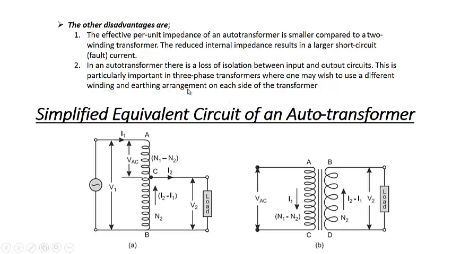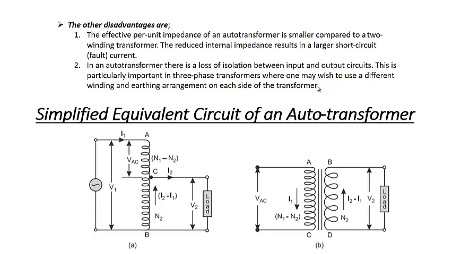This is particularly important in three-phase transformers where one may wish to use a different winding and earthing arrangement on each side of the transformer, because this is not the case when we use an autotransformer, because they are directly linked. But in case of isolation, we may use different windings for different purposes.